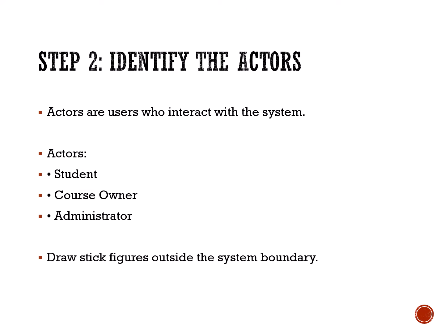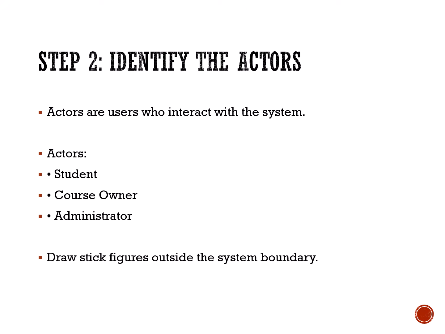For that, you have to draw stick figures outside the system boundary. The system boundary is the rectangle where we write the system name, and outside the system boundary we draw the stick figures. Once you find the actors, here in our question there are only 3 actors. In any other question, there will be a minimum of 2. So first you need to find the actors.